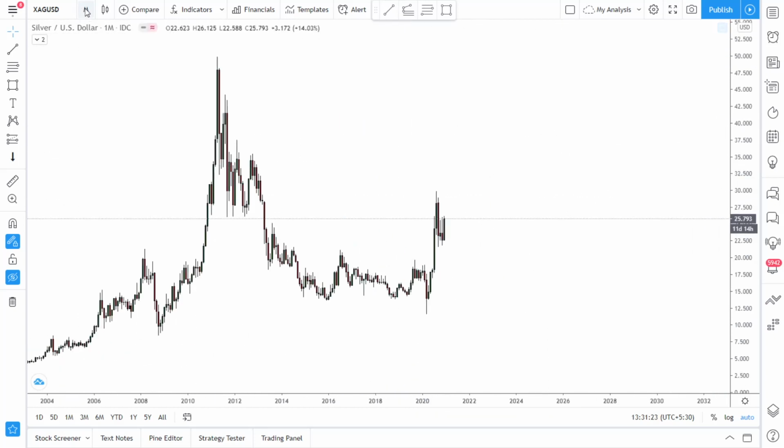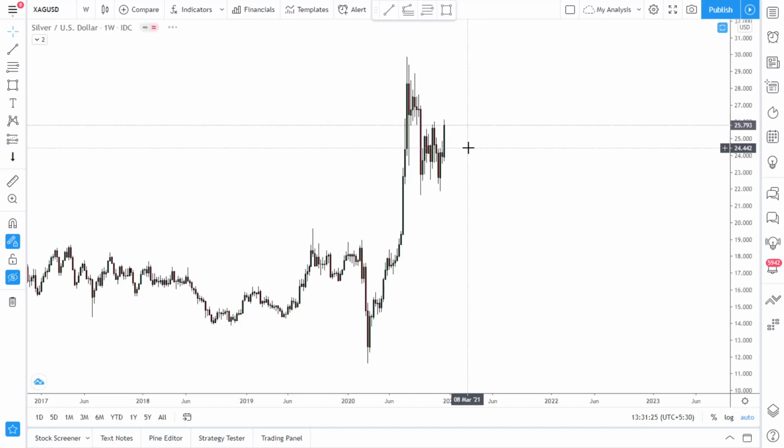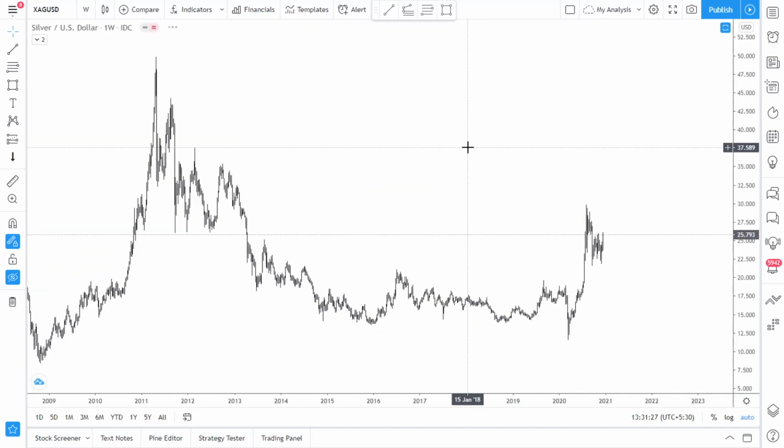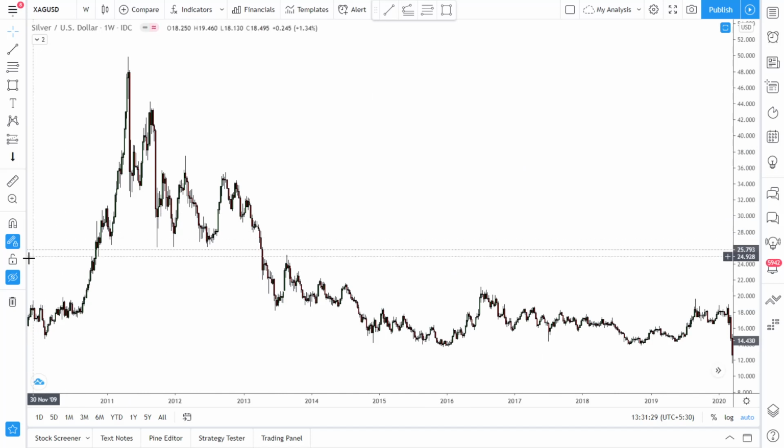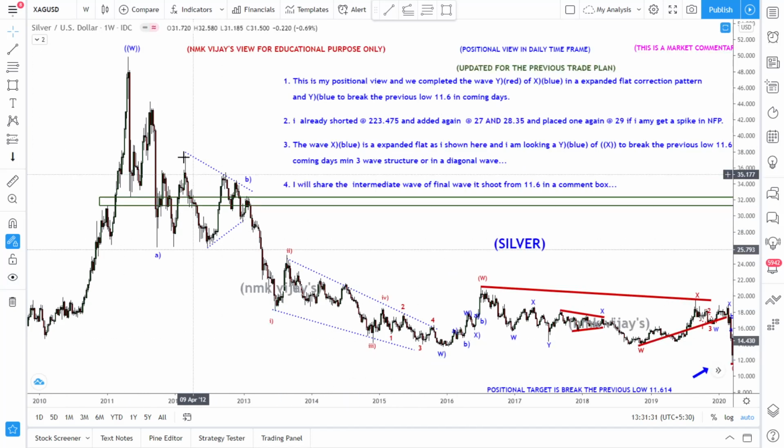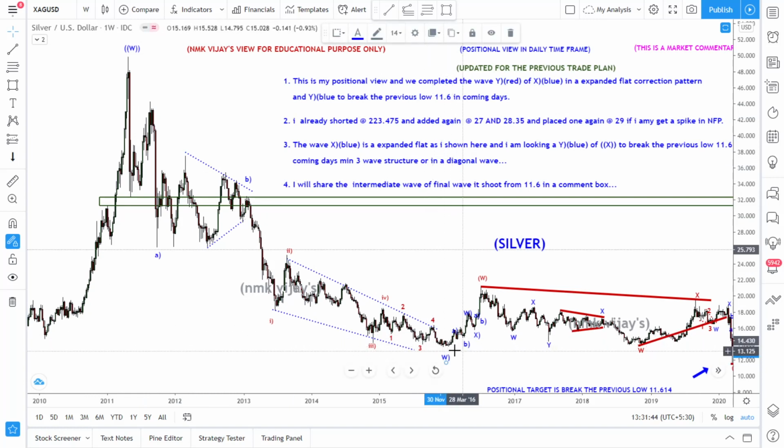So here we switch to the weekly. In the past I said this is a diagonal triangle that ended here, right? So ABC, A, B is a triangle, C 1 2 3 4 5 in the wedge formation is completed. So this is a W. So you don't want to break this low, and it has to be in the three-wave structure for the connecting, or it could be a continuation.